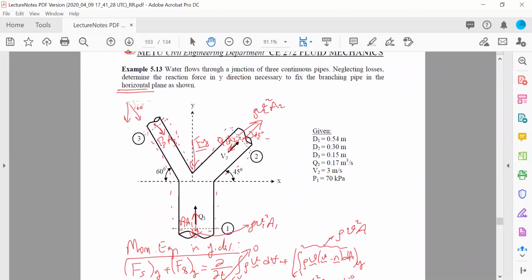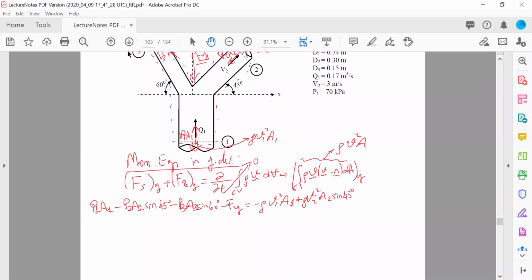Similarly, for section 3, outward direction, rho v3 square a3, and this angle is 60 degrees, multiply by sine 60, and it is a positive force, rho v3 square a3 sine 60 degrees. Now this is the equation.